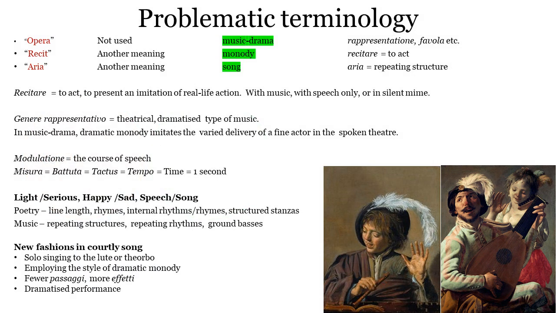In fact, the whole terminology of recitative and aria is really problematic for this period. I've already mentioned that the word opera, they didn't use it. We should perhaps say today music drama when we're discussing Orfeo and Arianna and these other early music dramas. What they called them at the time was things like rappresentazione, a show, a representation, or favola, a story. Arianna was called tragedia, a tragedy.